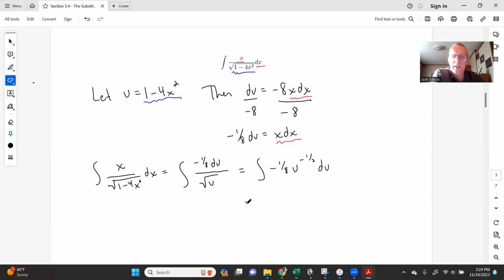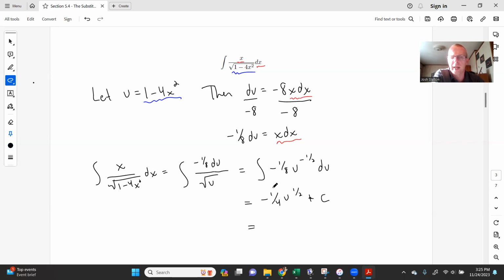All right, so now integrate. Take the antiderivative. We'll add 1 to the exponent, so negative 1/2 plus 1 is 1/2. Divide by the new exponent, which is 1/2. So negative 1/8 divided by 1/2 is negative 1/4. And u to the 1/2, or we could write that as a square root, plus c.